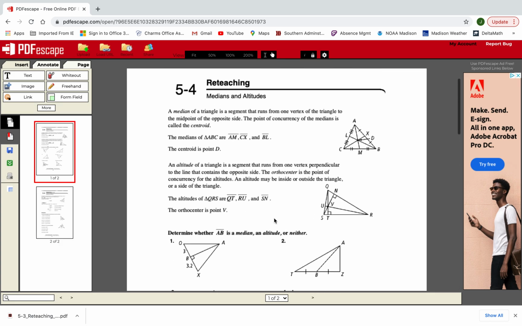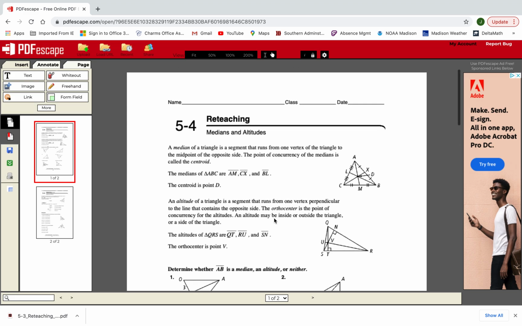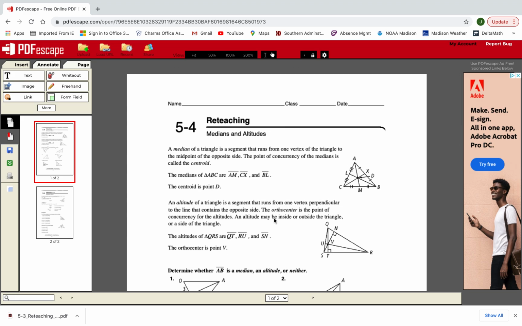In-person classes, we will do some practice and some foldables to further incorporate the points of concurrency. And online classes, I will do my best to get those uploaded to you as well.